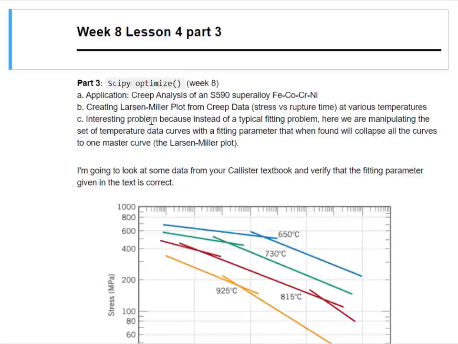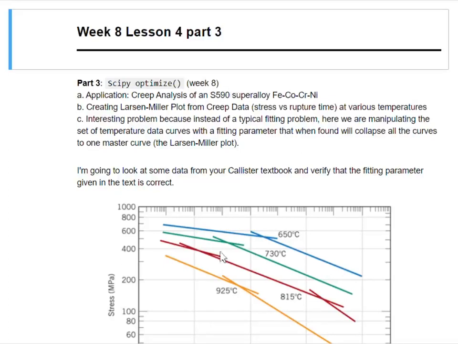All right, so week 8, lesson 4, part 3. We're going to finish up various fitting techniques that we have. So in this week, I want to look at the optimize command in scipy. We're going to look at the creep analysis of a superalloy.